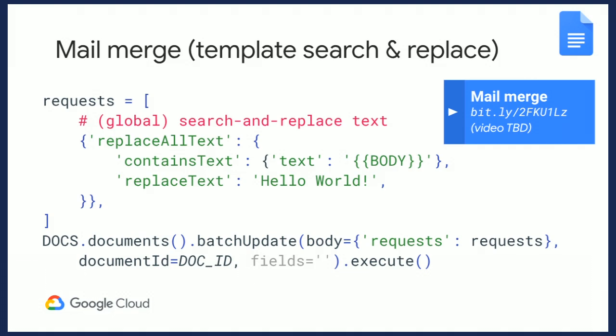Mail merge. Text and replace for a form letter. So I have a form letter, and the body of my form letter is here. I'm going to replace that with a hello world. 1 call to the Docs API, and then it's done. Obviously, you're going to have a lot more text to search and replace, but this is just 1. You'll actually have an array of requests, and they're all going to be the search and replace ones, and then you can send all that over to the Docs API.